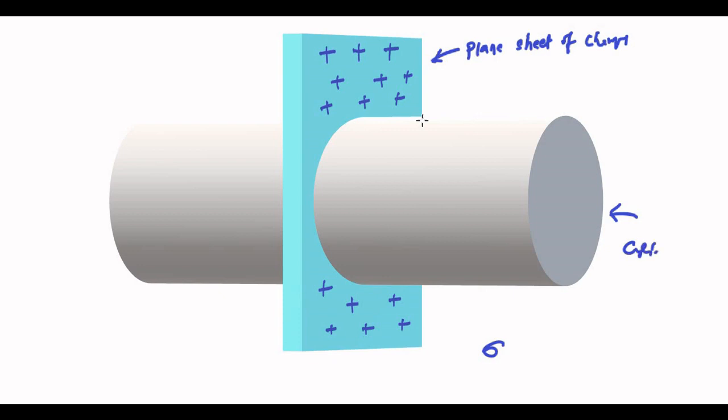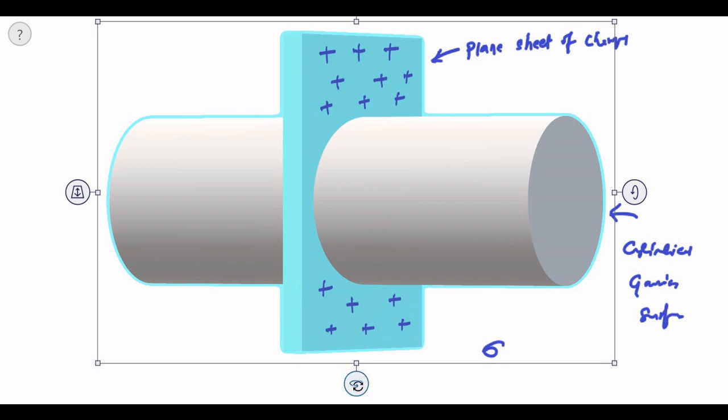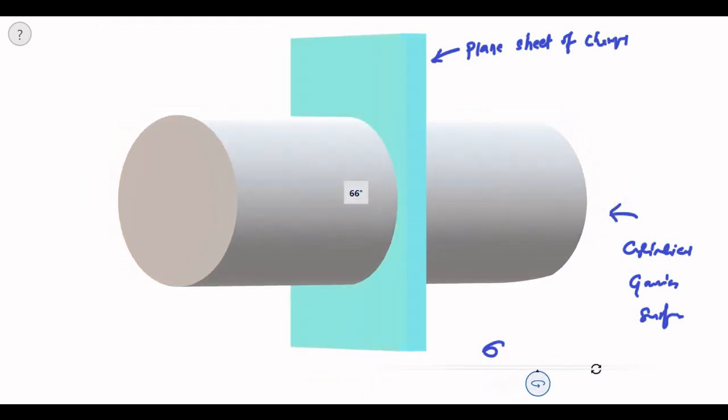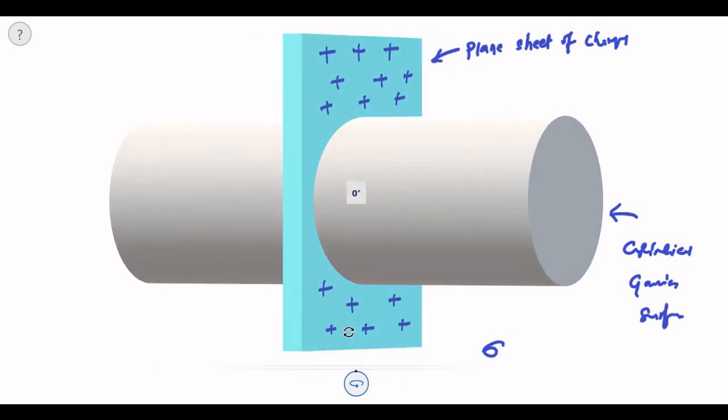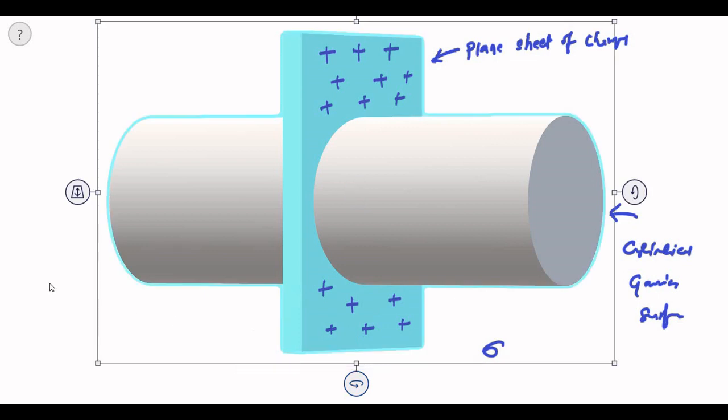This is the cylindrical Gaussian surface. It is as if it is penetrating or piercing through the plane sheet of charge. Now let us see how the area vectors and the electric field lines will be there.